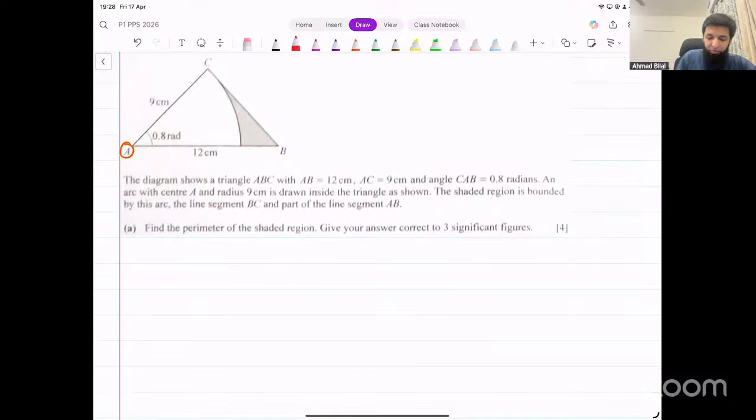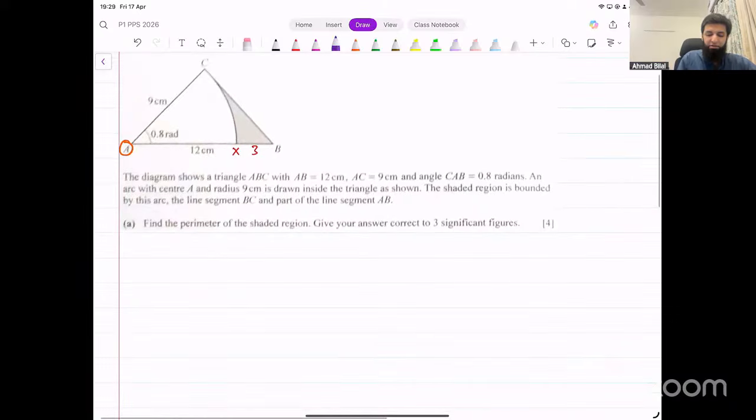What I'll do is call this point X. XB is one side. We know that is just 3 units. Why? Because the radius was 9, so this is 9, and the total length is 12. That means we have 3 remaining there. So this side is known, XB is 3 units. All we need to find out is, first of all, this arc XC.